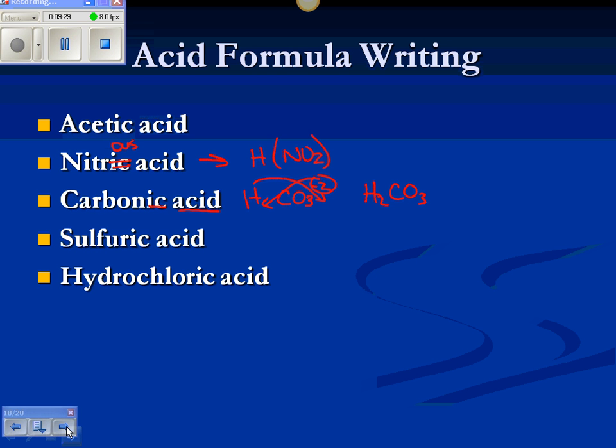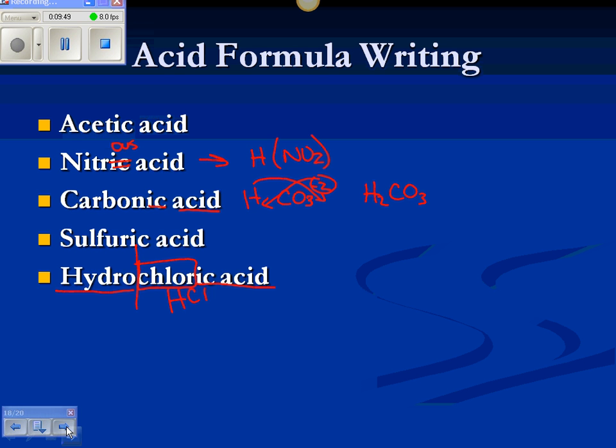Okay, hydrochloric acid. I see a prefix of hydro. That means I have a binary acid, hydrogen. Okay, this ic acid just completes the formula. Here's the core, HCl. It's a binary acid, you have hydro in front. So don't forget those things.